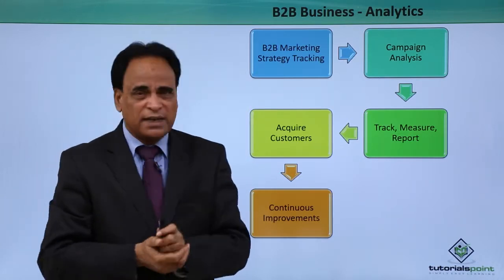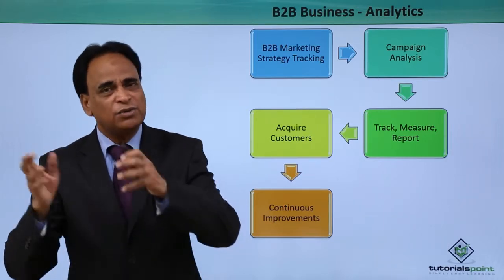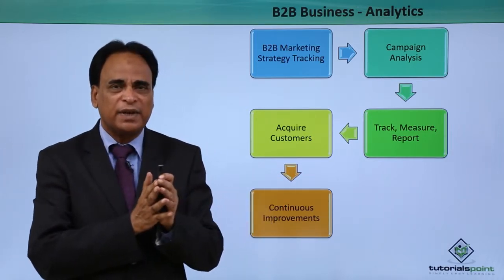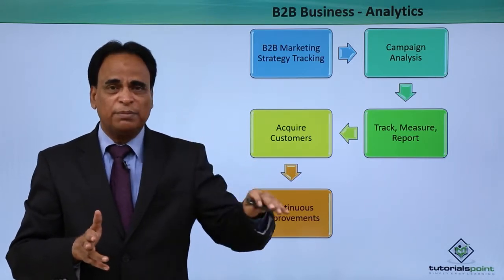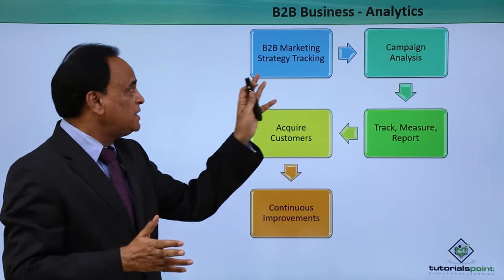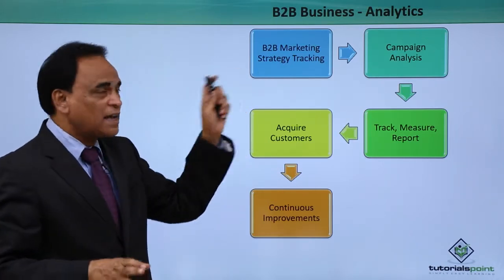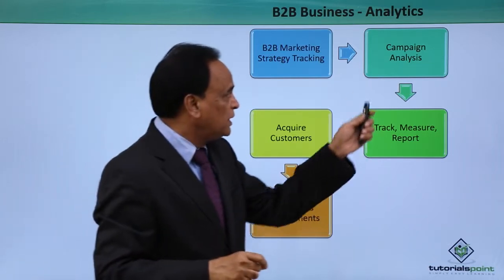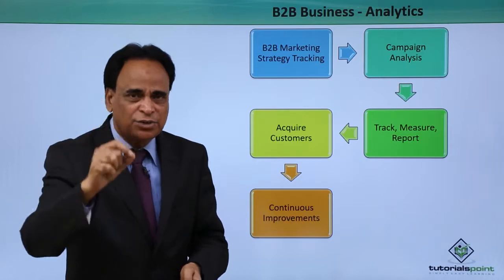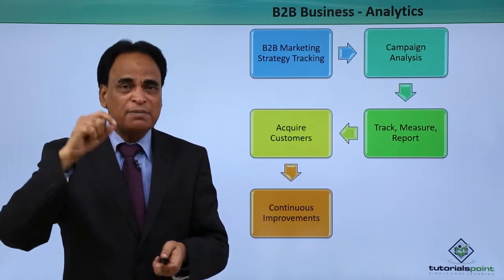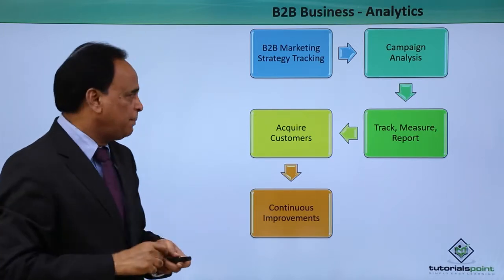B2B strategy tracking: when you have the marketing campaign in place and you are executing your marketing campaigns, you actually have a website, maybe a blog or a landing page or a social media presence. These have to be tracked, these have to be analyzed, and there has to be a strategy in place for you. Every campaign needs to be analyzed threadbare so that you can track, measure and report the performance of your marketing campaign.